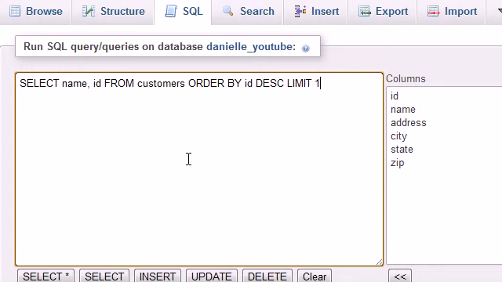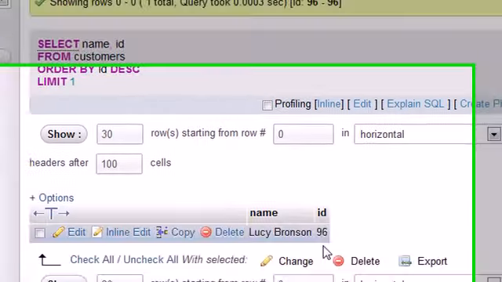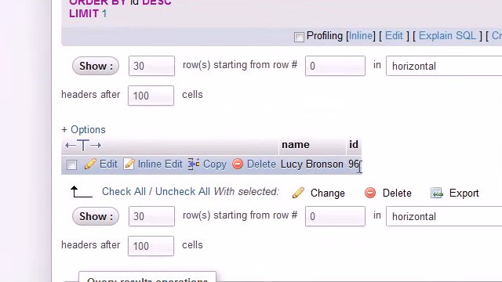So at first we're saying, okay, sort this information by ID number from highest ID number to lowest ID number, but only return one result. So it basically returns the very first result, which would be the highest number. So as we can see, Lucy Bronson has the highest ID number of 96.